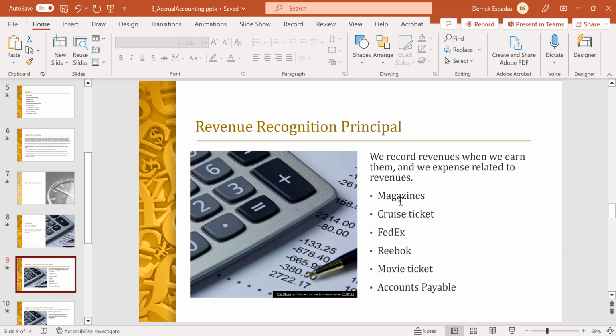Reebok, it's a little different. When you go to the store, you initially like a product, you immediately recognize the revenue because you took possession of the item. Movie ticket, kind of the same thing. You buy it when you go in.